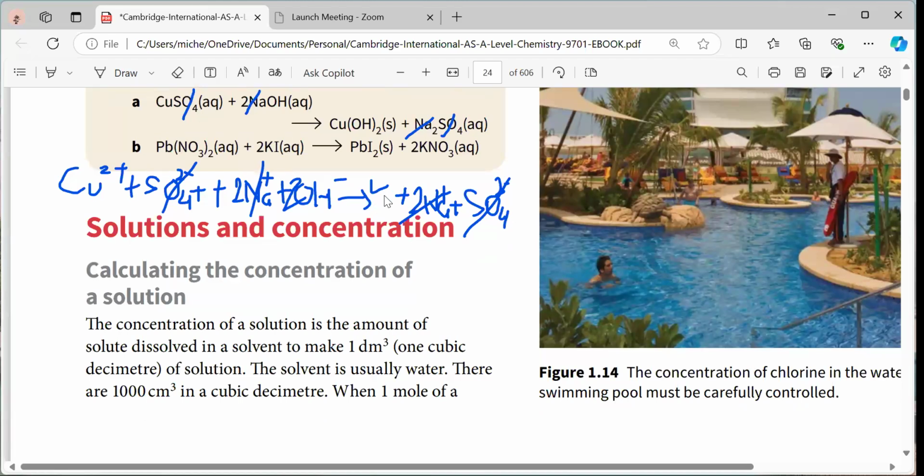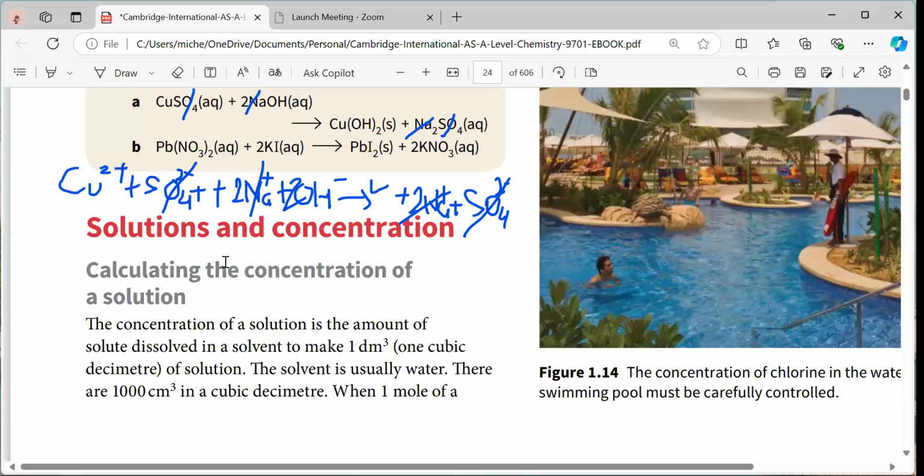It's actually the same method as the previous one. We separate to determine the ions of each compound, and then find the spectator ions, and then there you have the ionic equation. Okay, so I think this is the last part of this chapter, not sure.